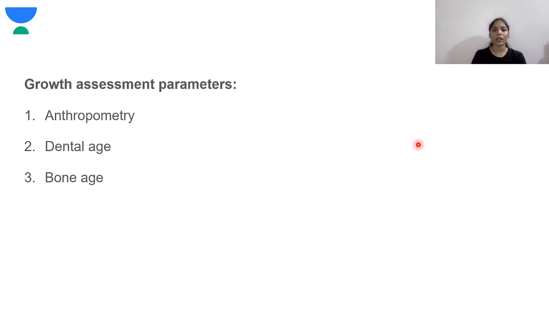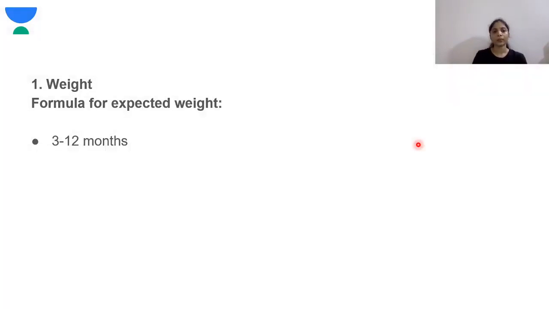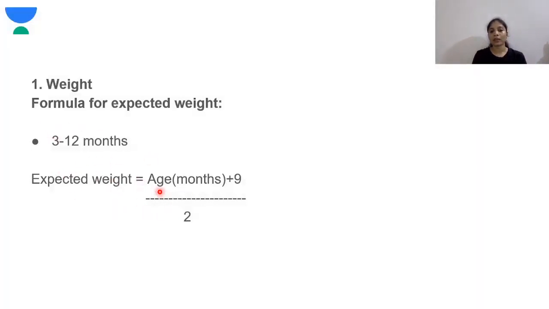Okay, so first we'll discuss weight. There are various formulas to calculate the expected weight for different age groups. First, for 3 to 12 months, the formula is (age in months plus 9) divided by 2. So if the child is 10 months old, it is (10 plus 9) by 2, so 19 by 2, that is around 9.5 kg. That is the expected weight of a 10-month-old child.